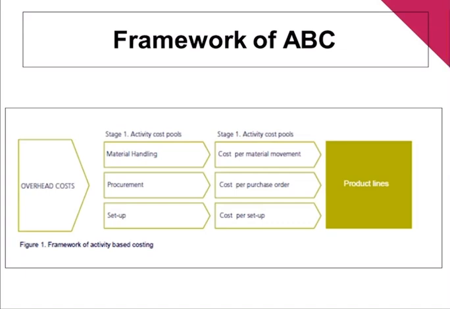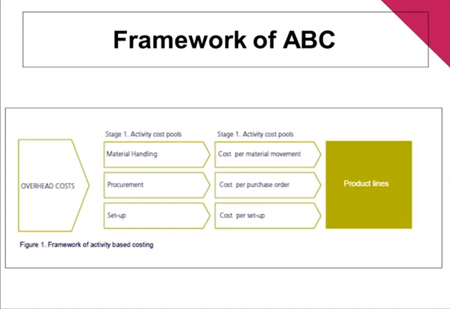So once you've done that and you've put all your costs into cost pools, you then decide what it is that drives those pools. So in this case, there are three things: cost per material movement, cost per purchase order, and cost per setup. If we take the last one, cost per setup, so that's setting up machines, you would know how many machines you have, how many products, and how many times you've got to set the machines up.